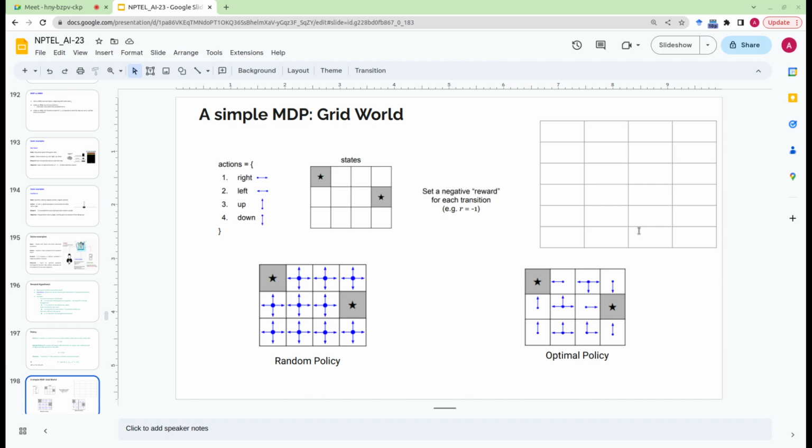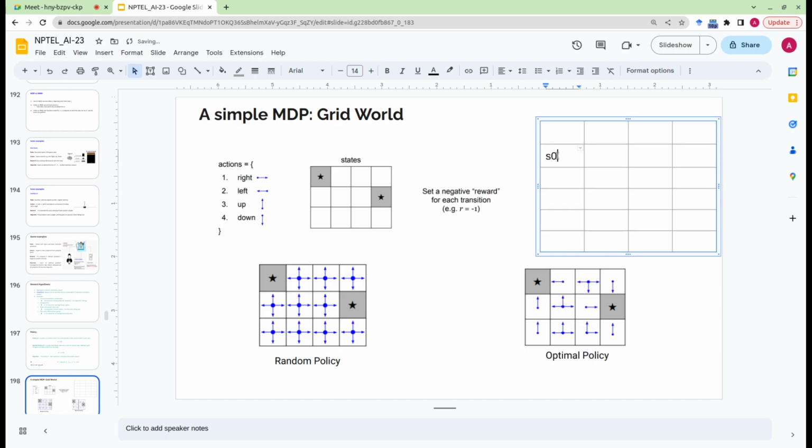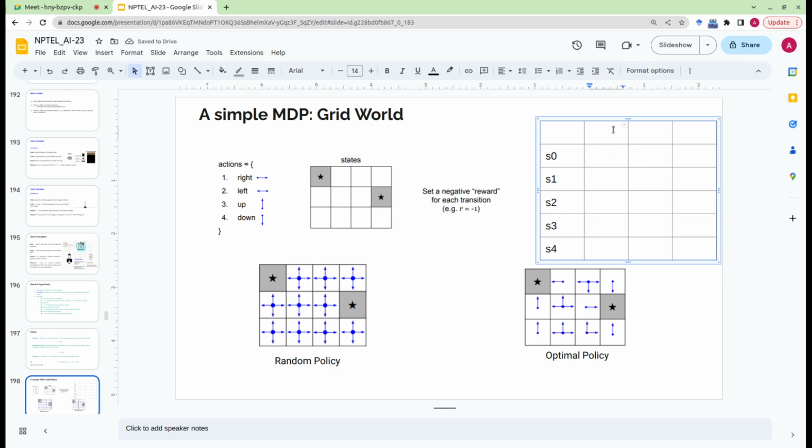How will we finally express the policy? There are 5 states and 3 actions. You are at S0, S1, S2, S3, S4, and let's say 3 actions are there: A1, A2 and A3. So your policy would look something like this.